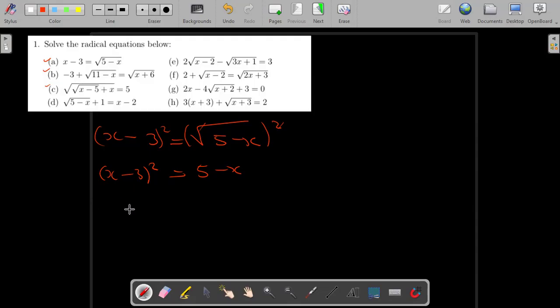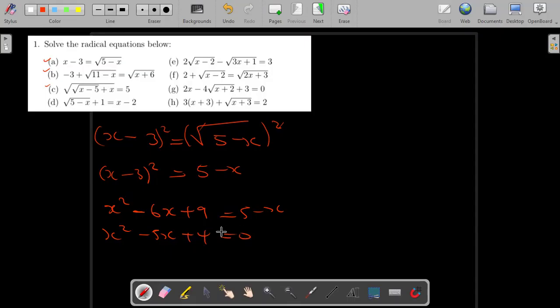Okay, so then I can expand this. What do I get? I expand this, and that's going to give me x squared, then minus 6x, and plus 9. And this will be 5 minus x. Then I can group this. I group by taking everything to the left side, and I have x squared, then this here will give me plus 5x. Then 9 minus 5 gives me 4. This equals 0.